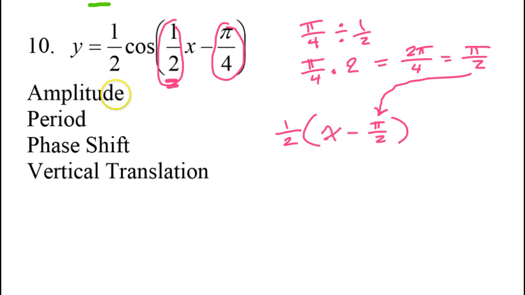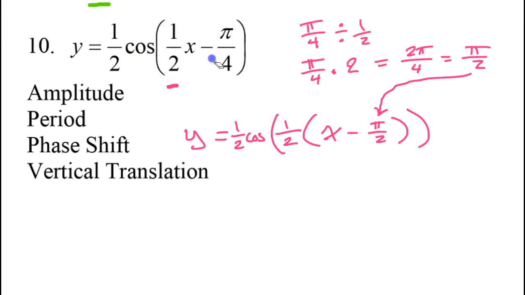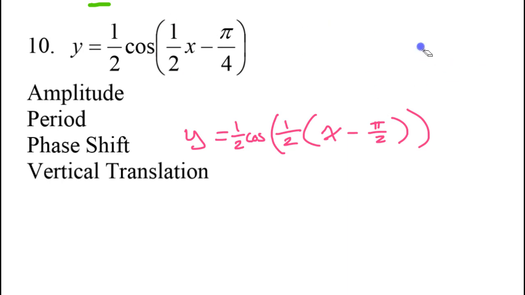So another version of this function would be y equals 1/2 cosine, and then all of this. All right, so now we can go ahead and answer these questions. Looking at this version of the equation, the amplitude is going to be 1/2 because of this right here. So the amplitude is 1/2.